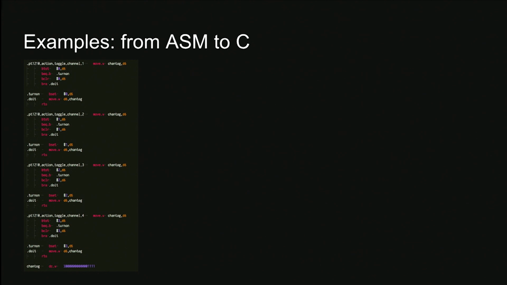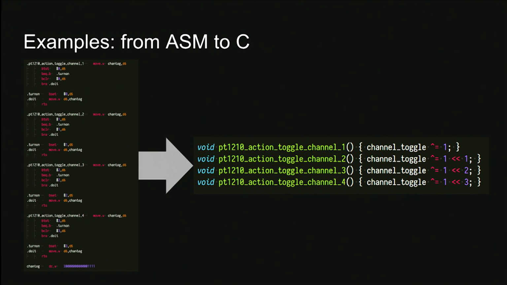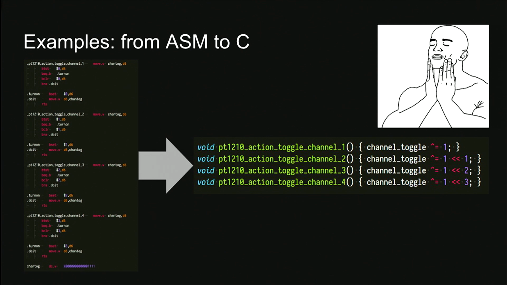This is another example. This is the four functions that mute and unmute the channels when you press 1 to 4 on the keyboard. The C version looks like this. So it's just so much shorter. Yay.